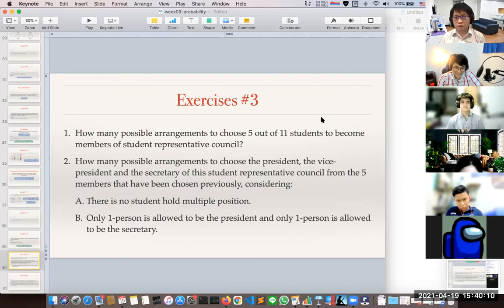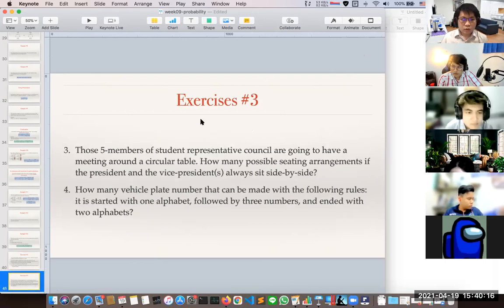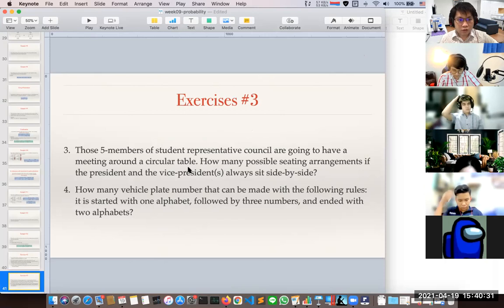Yes, which one? Number 3. These 5 members will sit in a circle. However, if the president and vice presidents always sit side by side. Okay, so I found this is in a circle, so it should be the circular permutation, right?